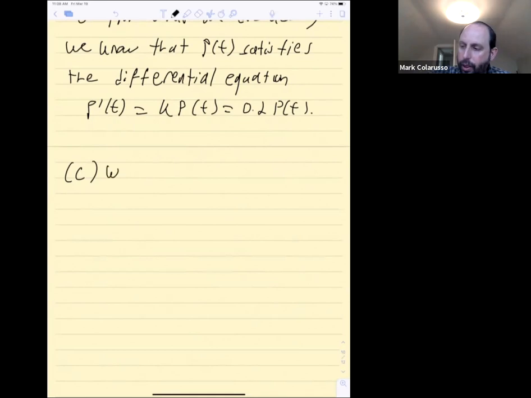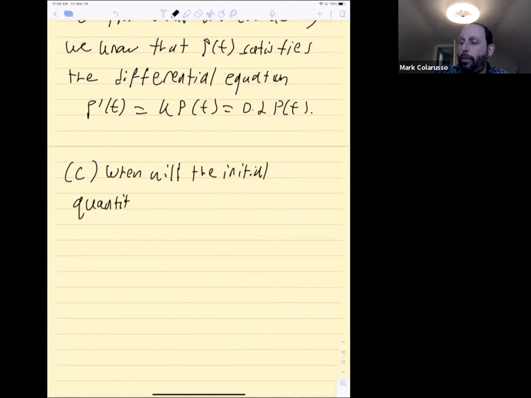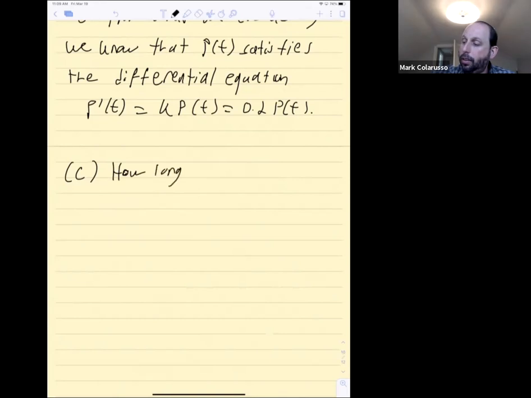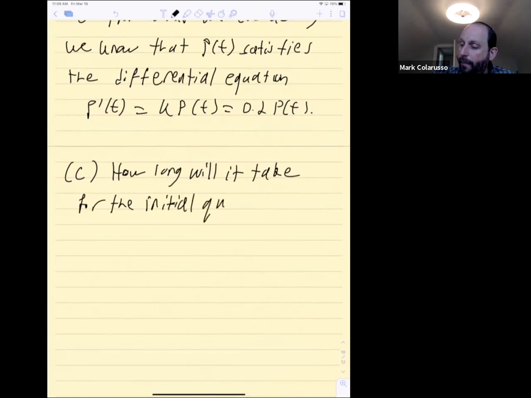So let me phrase it this way. How long will it take for the initial quantity of cells to double in size?